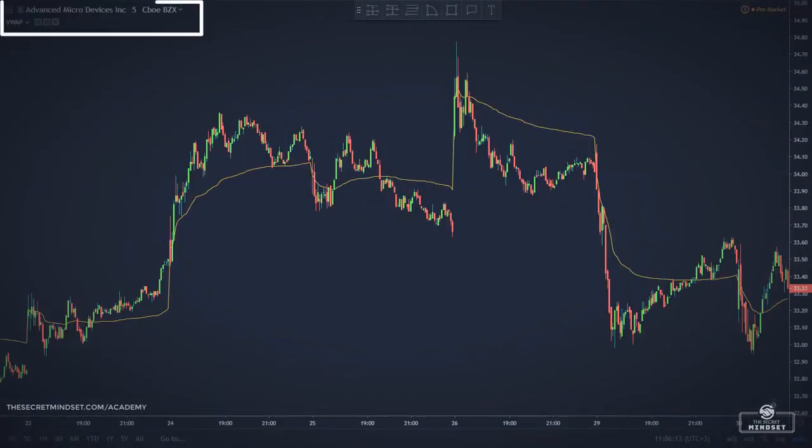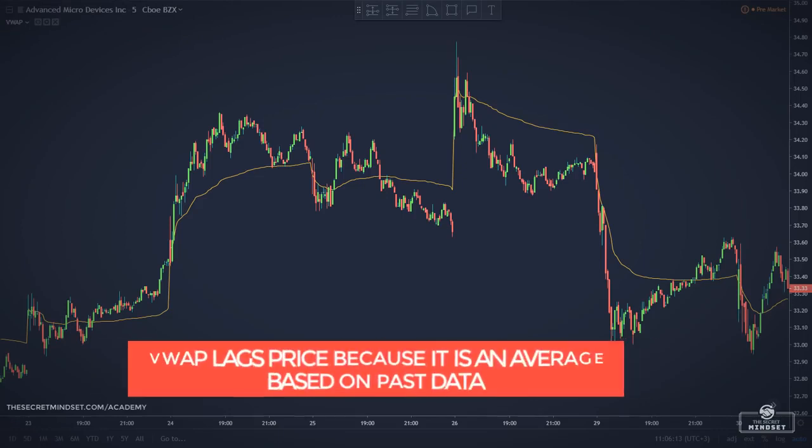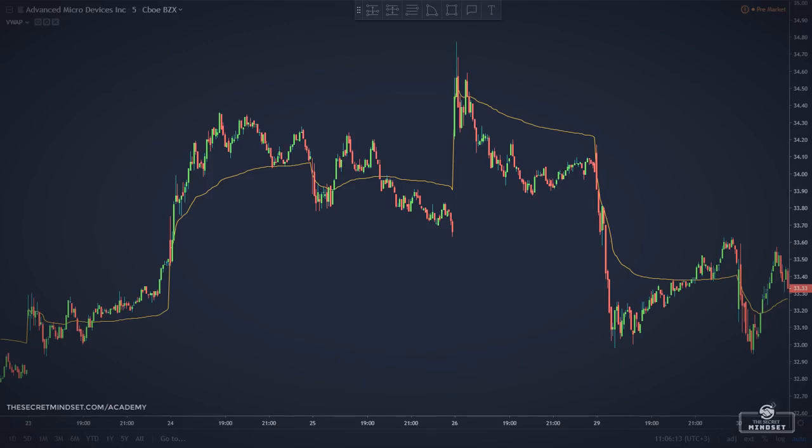The volume-weighted average price appears as a single line on intraday charts, similar to how a moving average looks. Like moving averages, the VWAP lags price because it is an average based on past data. Despite this lag, you can compare the VWAP with the current price to determine the general direction of intraday prices. It works similar to a moving average.